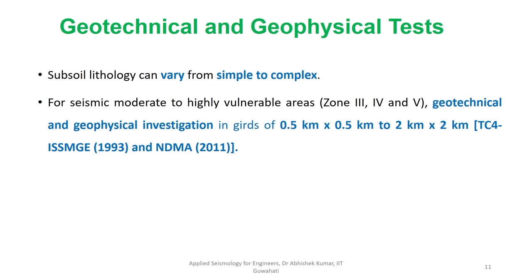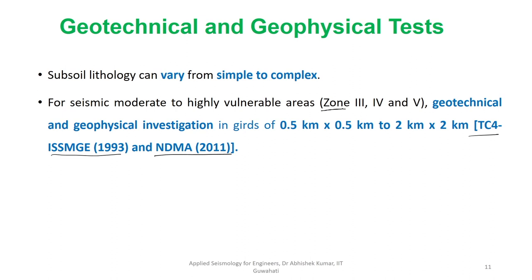Again, one can go with geotechnical and geophysical measurements. One can refer to the TC4 ISMGE guidelines, or even NDMA, the National Disaster Management Authority. They have also given guidelines related to selection of grid size as far as one is going for seismic site classification for microzonation studies.